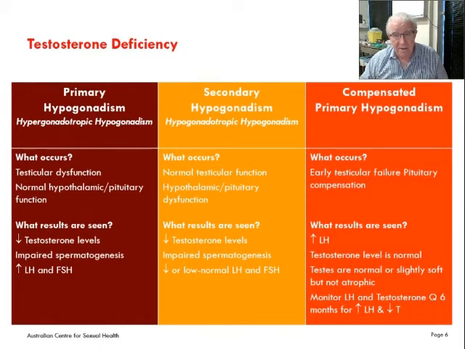There are 3 main types of testosterone deficiency: primary hypogonadism, or testicular failure, where LH is raised; secondary hypogonadism, due to hypothalamic or pituitary dysfunction, where LH is either low or normal low; and finally, compensated hypogonadism, where early testicular failure is compensated for by a rise in pituitary LH secretion, which maintains normal or low normal levels of testosterone. And the table on the slide details what occurs in each of these conditions and what the biochemical findings are on laboratory testing.